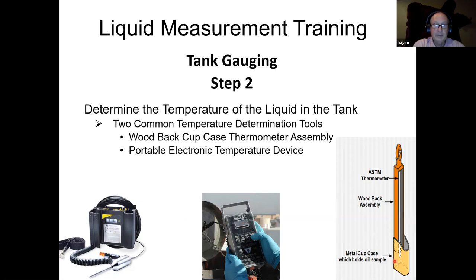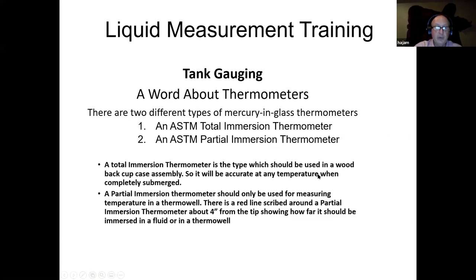The wood-back is simply a place to capture the liquid in this little cup and hold it there while you pull it to the top of the tank, so you can then tilt it and read the temperature in the tank. You might want to do that at different locations depending on the level of the tank, and we'll discuss that in a minute. We talked about the thermometers a while ago, and this slide is here as a reminder that we want to use the total immersion type thermometer in a wood-back when taking the temperature of the tank, if it's a glass thermometer. Otherwise, electronic thermometers are direct read.